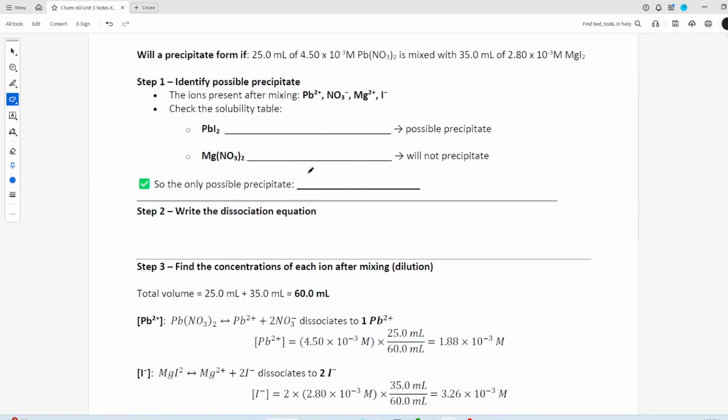So what are we going to do? We are going to predict if a precipitate will form. Will a precipitate form if 25 milliliters of 4.5 times 10 to the negative 3 molar lead nitrate is mixed with 35 milliliters of 2.80 times 10 to the negative 3 molar magnesium iodide? The first thing you want to do is see if there is a potential precipitate. The ions present are lead, nitrate, magnesium, and iodide. Thinking of this as a double displacement reaction, you're either going to get lead iodide or magnesium nitrate. The magnesium nitrate definitely will not precipitate. It is soluble, because on the solubility table it's with nitrate. But let's look at the lead iodide.